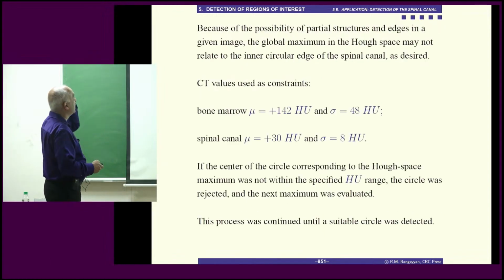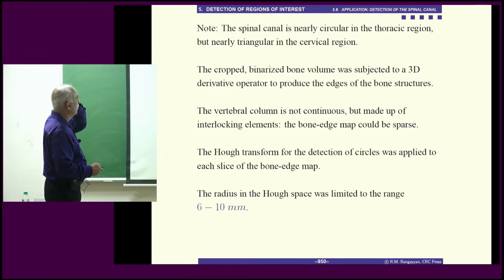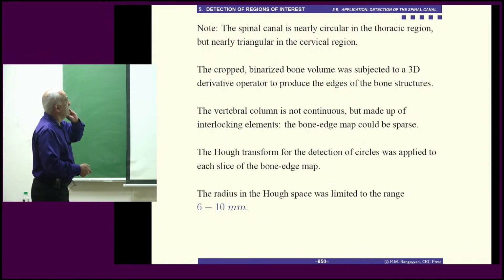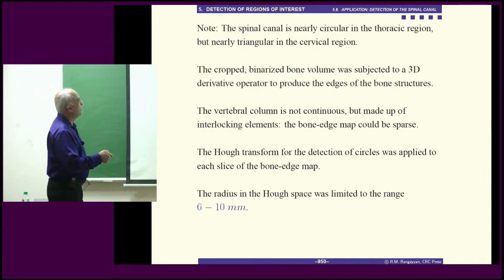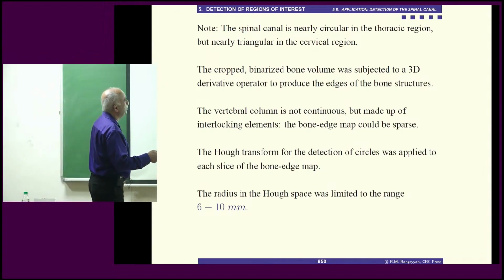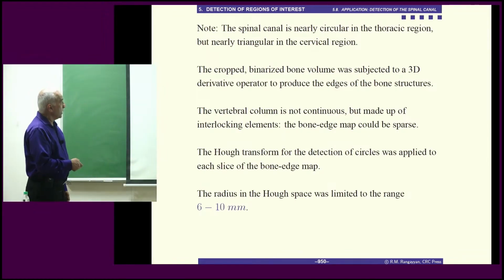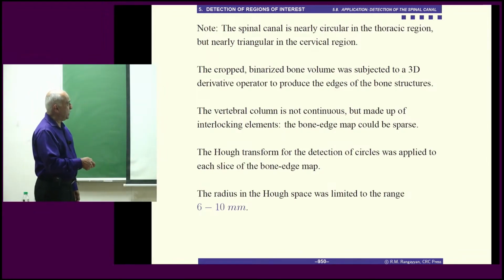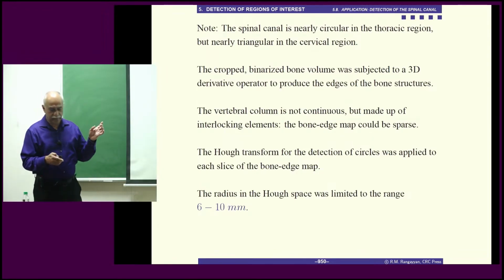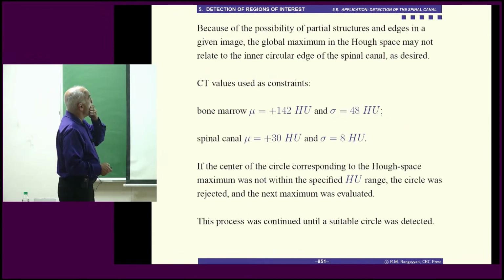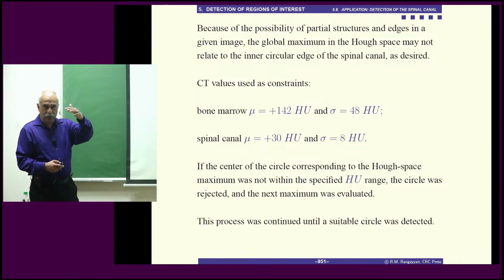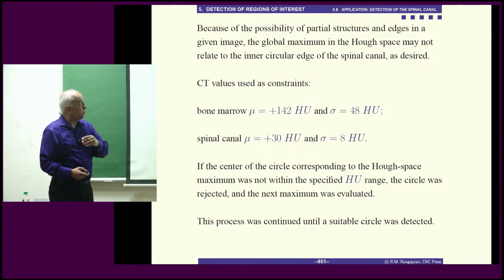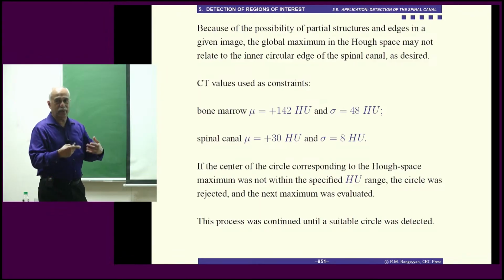So let's go back and look at some conditions here. Note that the vertebral column is not continuous but made up of interlocking segments. So the bone edge map could be sparse, as I showed. The radius in the Hough space was limited to 6 to 10 millimeters, pediatric cases. So the global maximum in the Hough space may not always give you the desired circle. So get the top view and then ask, is this circle what I want?